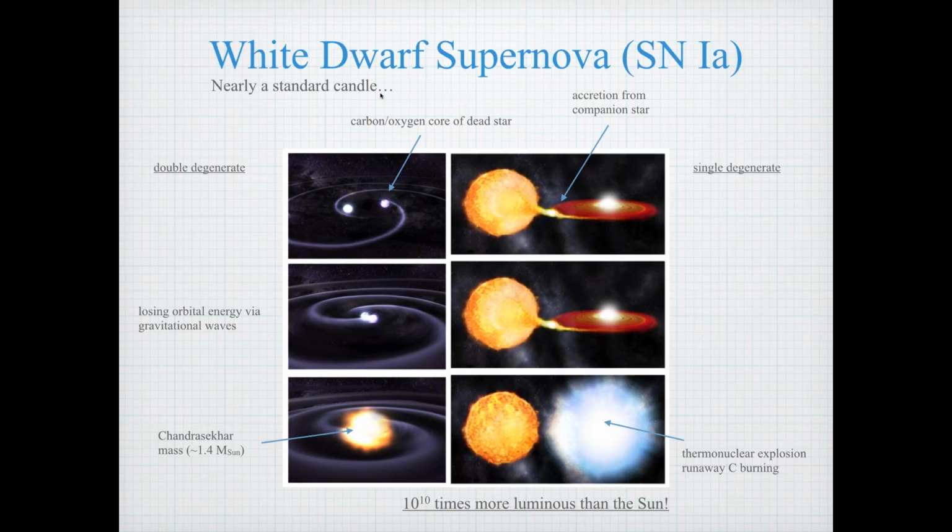If you have too much mass in a single white dwarf, it becomes unstable. The equation of state becomes relativistic, it becomes unstable, and then you suddenly ignite thermonuclearly, and then everything blows up and you emit a lot of light. This single explosion of about a 1.4 solar mass white dwarf can be 10 billion times more luminous than our sun. And so these things can be detected out to very, very large distances.